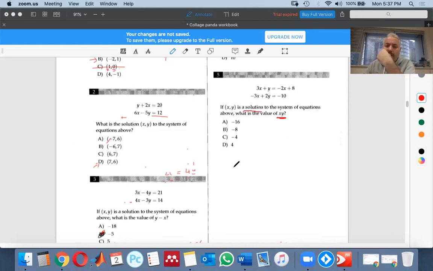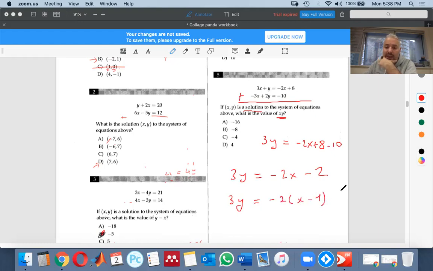How could it be? Normally, when I add them side by side, 3x, negative 3x, 0. So 3y equals negative 2x plus 8 plus 10. No, not plus 10, minus 10. Minus 10, right? Y, 2y, 3y. Negative 2x plus 8 minus 10. So it will be 3y equals negative 2x minus 2. 3y is equal to negative 2 parentheses x minus 1. Maybe I can say. It's a little bit complicated now.